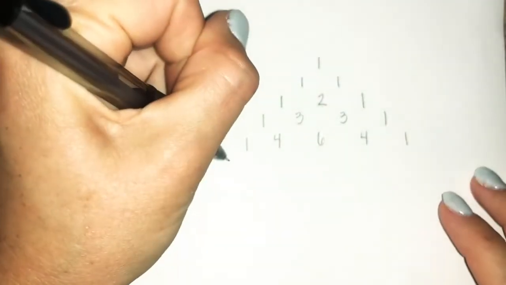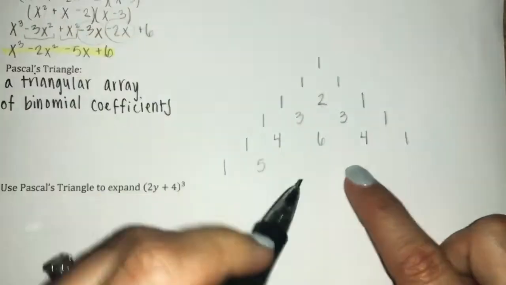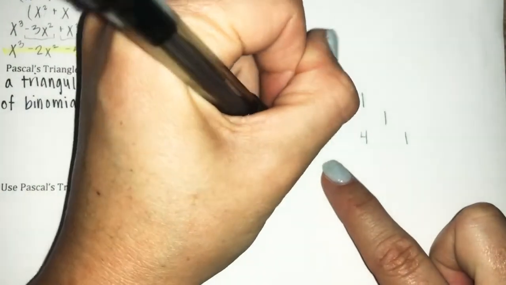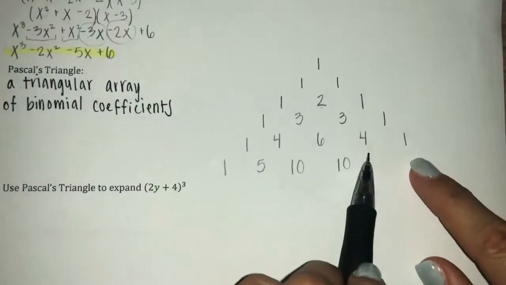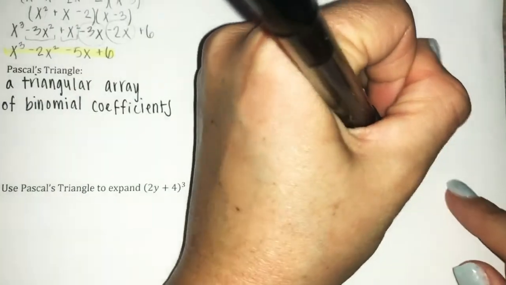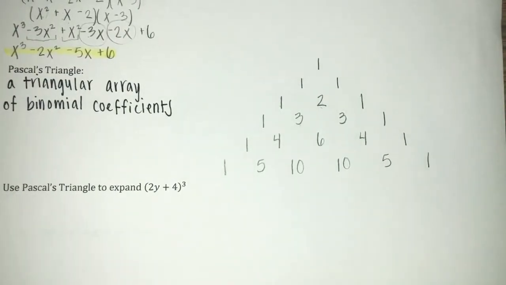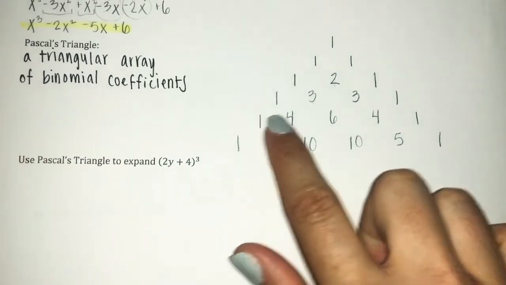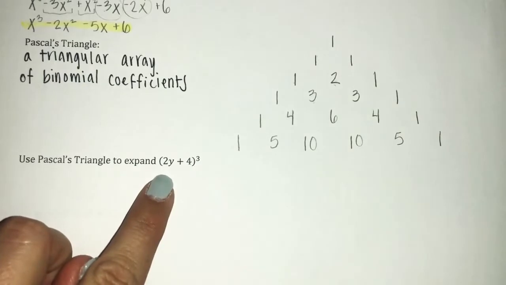And then next row, 1, add 1 and 4 to get 5, add 4 and 6 to get 10, add 6 and 4 to get 10, add 4 and 1 to get 5, and then it ends in 1. And this keeps going on forever. So if you wanted to expand it, you could. But we actually just need this row right here to expand 2y plus 4 to the third power.